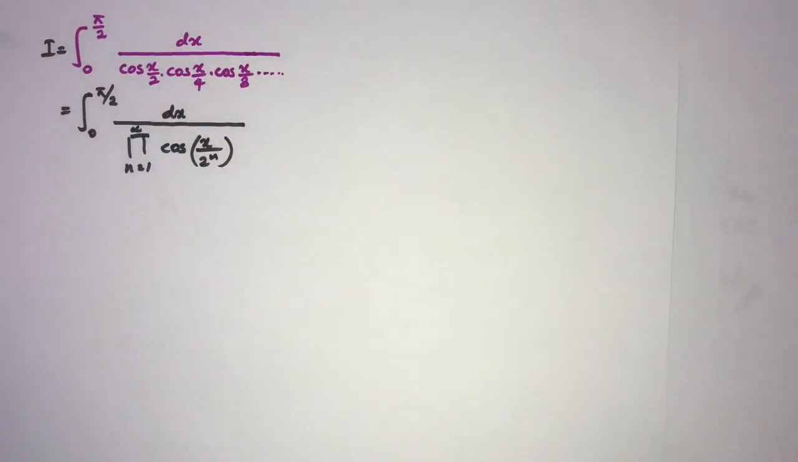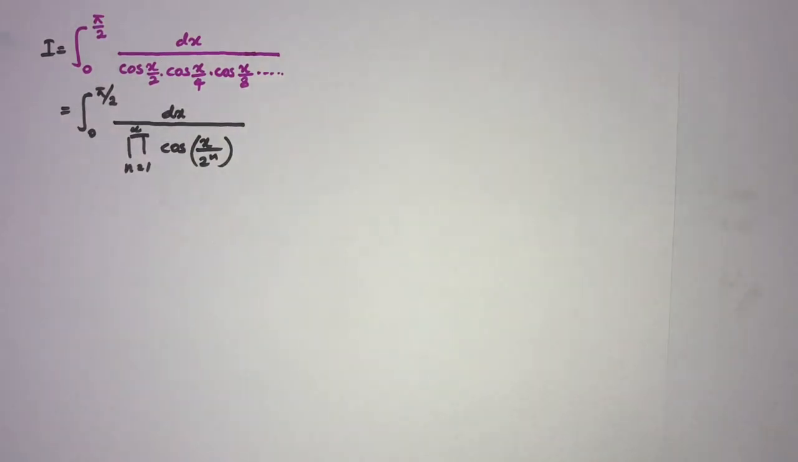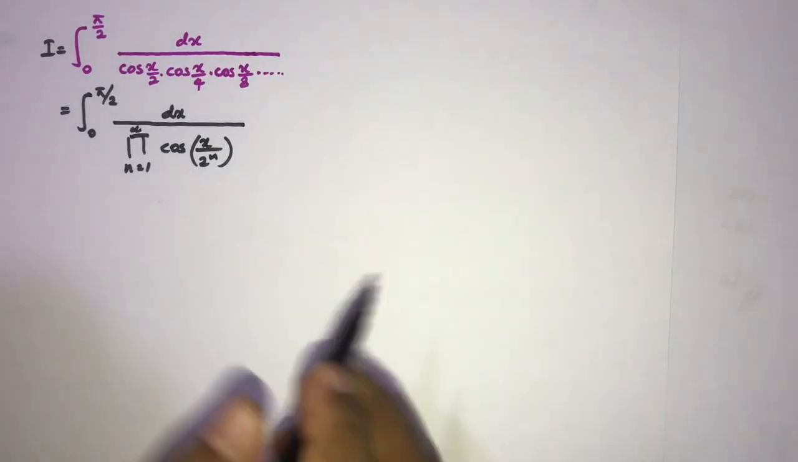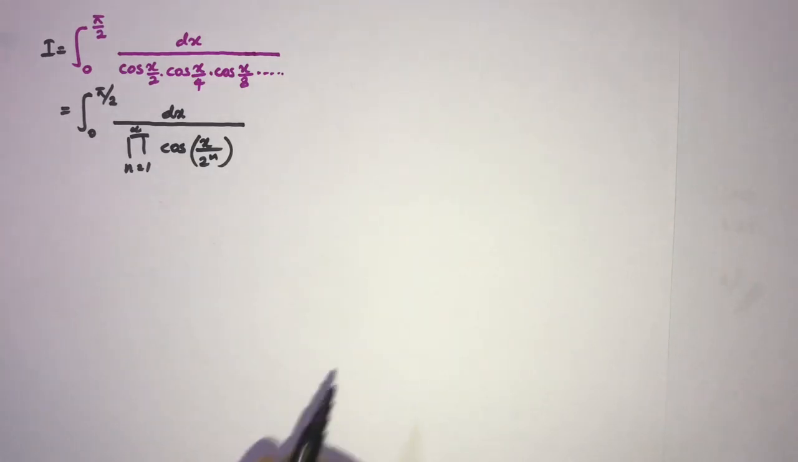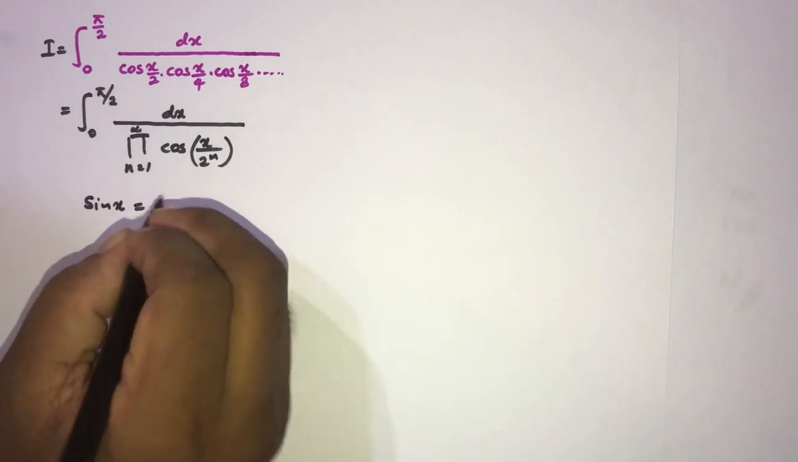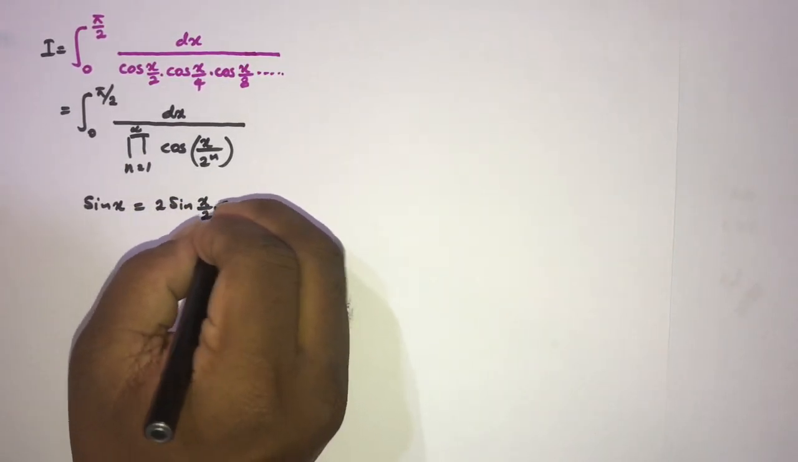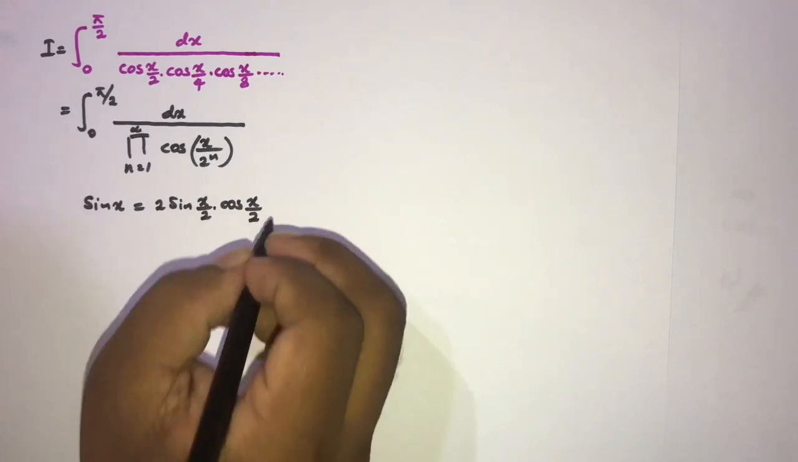We know this is a very famous product. I think you know about it. Anyway, we can evaluate this product here. So I'm going to start with sine of x. We can write sine of x, using the double angle formula, as 2 times sine of x over 2 times cosine of x over 2.